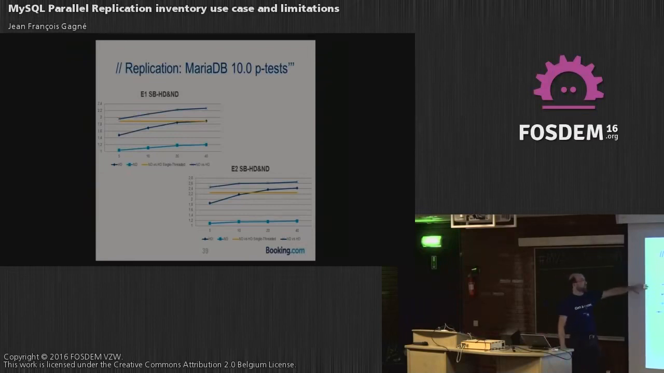So E1, speed up of less than 2. A speed up of 1 is the same time to execute. So a speed up of 2 is I divide my time by 2 for execution. So E1 and E2, speed up of 2.